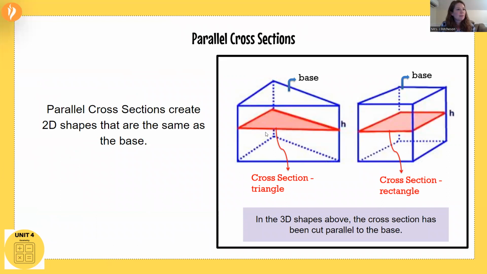All right, so this is like a big block of cheese. This is a triangular prism. Since the base of this is a triangle, if we cut it parallel to its base, we're going to have that triangle. All right, here, our rectangular prism, we're going to look at the base. If we cut it parallel to its base, we're going to see that base, which is a rectangle.